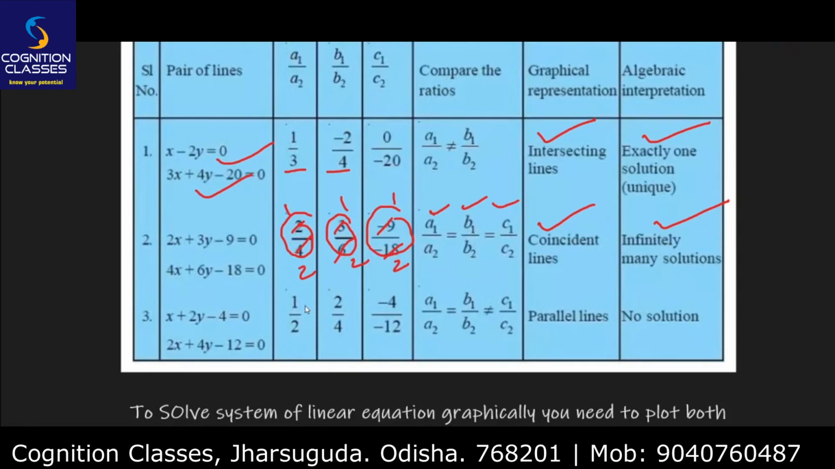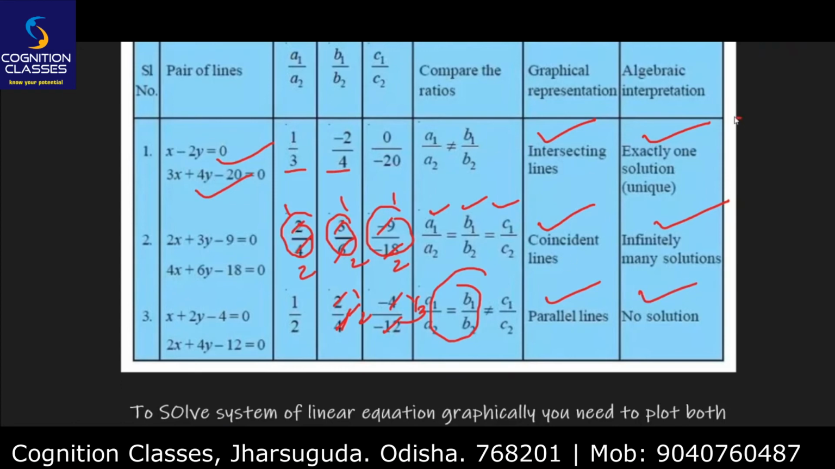Now moving to the third situation, here we have a1 by a2 as 1 by 2, b1 by b2 is still equal to 1 by 2, and c1 by c2 is equal to 1 by 3. So if you concentrate here, we have a1 by a2 equals b1 by b2 and not equal to c1 by c2. If a1 by a2 is equal to b1 by b2 and it is not equal to c1 by c2, then you can say that the two lines are parallel to each other, and in this case we will have no solution.